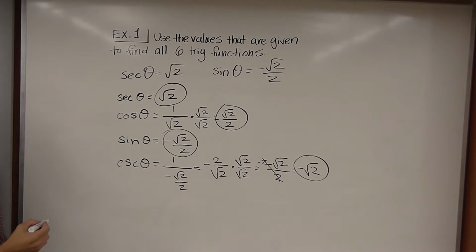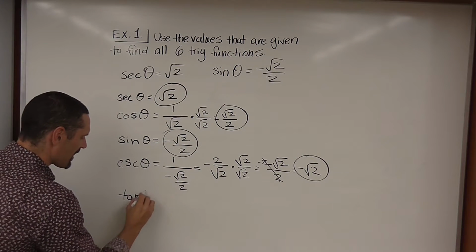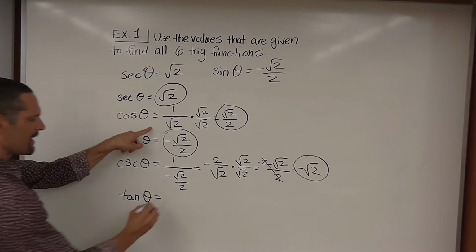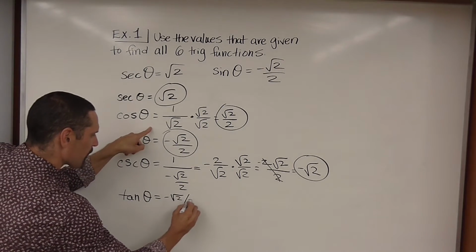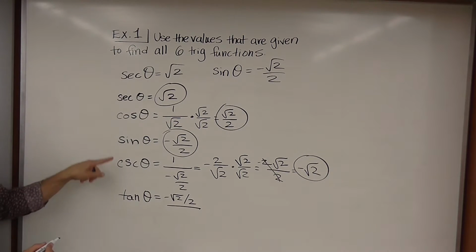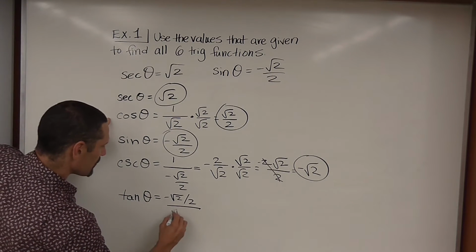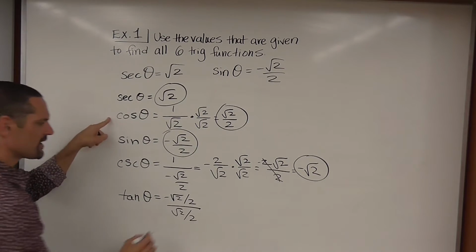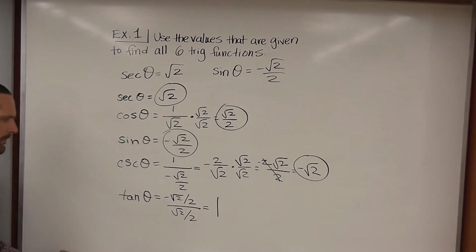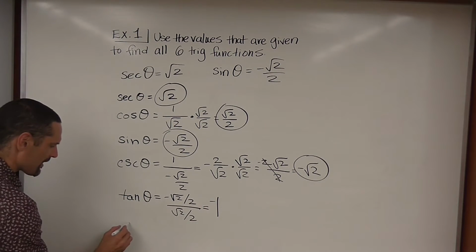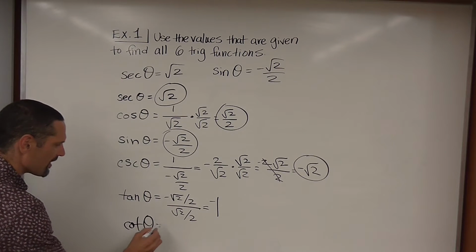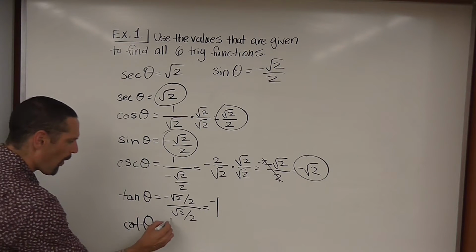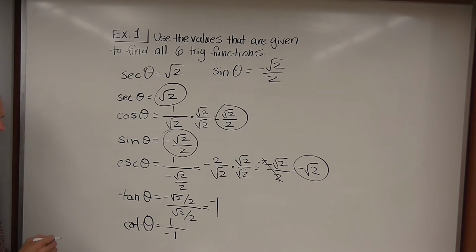Well, that leaves us with tangent and cotangent. Tangent theta is sine, negative root 2 over 2, over cosine, which is root 2 over 2. You can see that that's going to simplify to 1. Negative 1, actually, because we have negative over the same thing. It'll give us negative 1. And cotangent of theta is the reciprocal of tangent. It's 1 over the tangent. And we know tangent is negative 1. Also gives us negative 1.